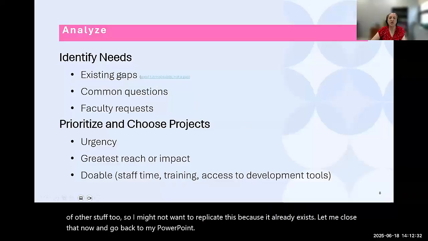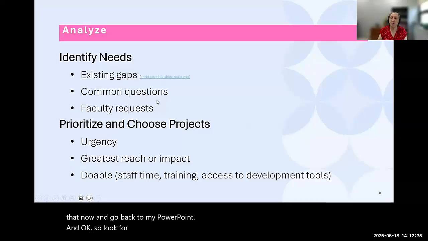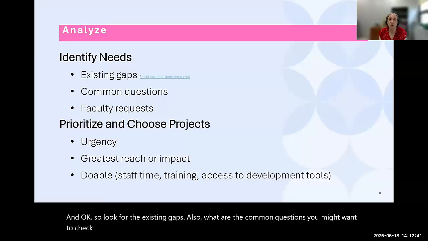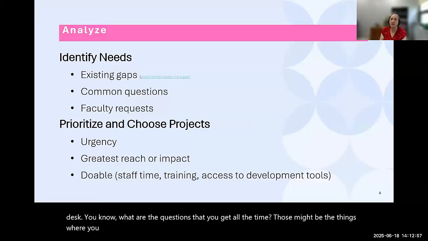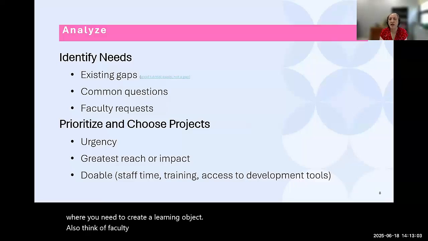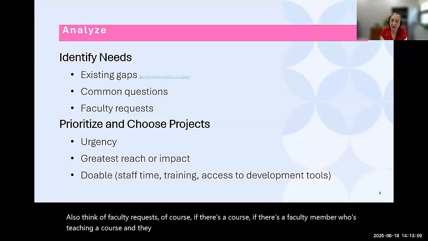And okay. So look for the existing gaps. Also, what are the common questions? You might want to check your chat logs or check if you do reference questions via email, check and see what common questions come up on email or at the reference desk, or we call it our research help desk. What are the questions that you get all the time? Those might be the things where you need to create a learning object. Also think of faculty requests, of course. If there's a faculty member who's teaching a course and they want you to create something for their course, that goes right up there to the top of the needs.